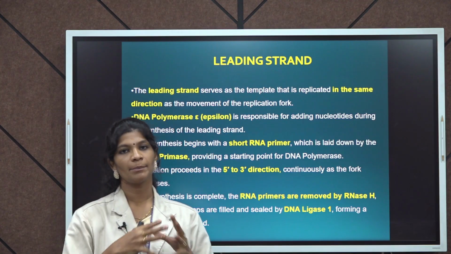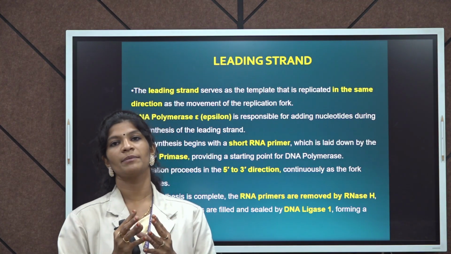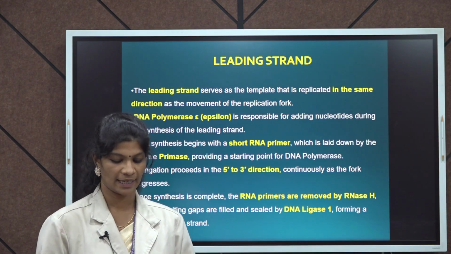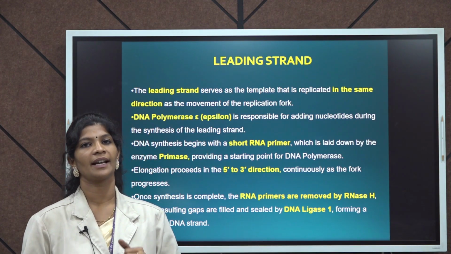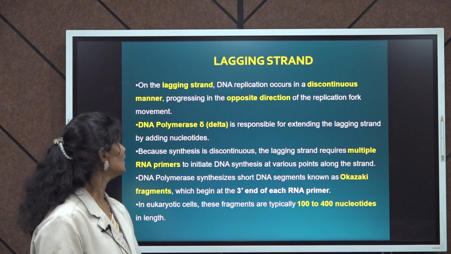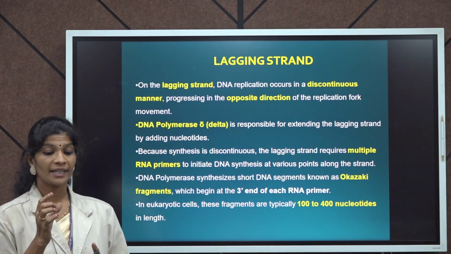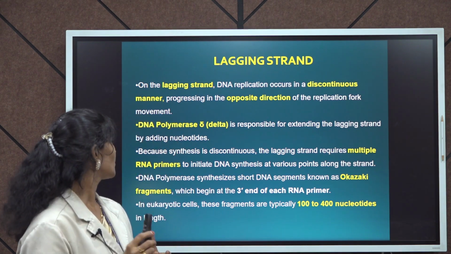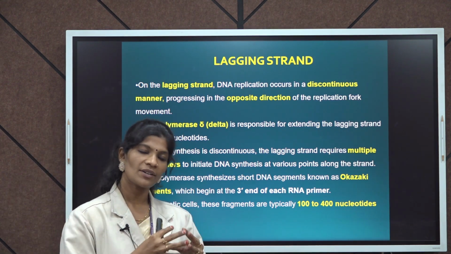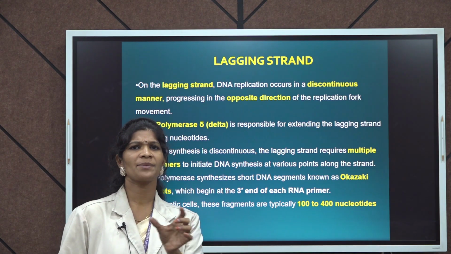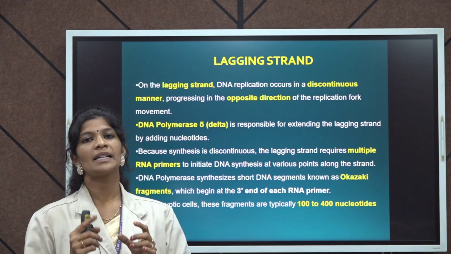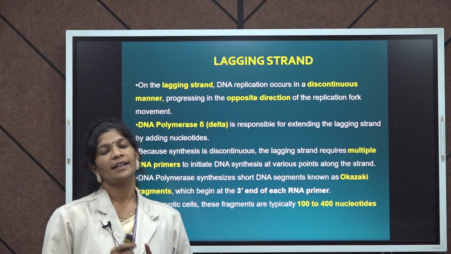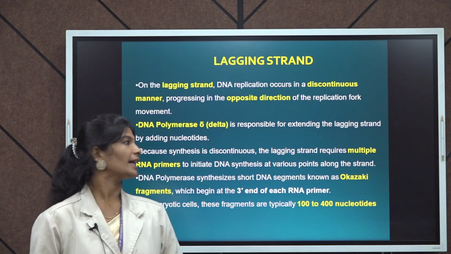Once the leading strand is completely synthesized, the RNA primer which was initially placed is removed by RNase H enzyme. The gap will be sealed by DNA ligase enzyme. The lagging strand is a discontinuous strand. It contains multiple primers, and here the elongation is carried out by DNA polymerase delta. Once the strand is completely formed, there will be many gaps because the attached multiple RNA primers will be removed, and the gaps will be sealed by DNA ligase.